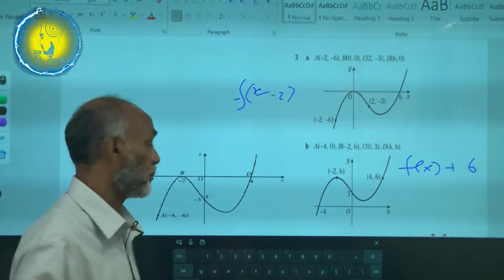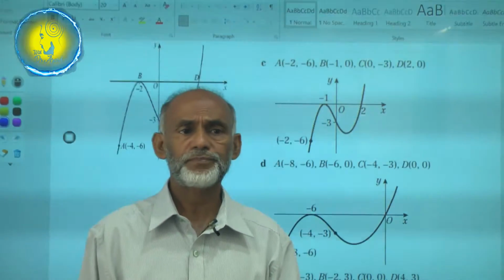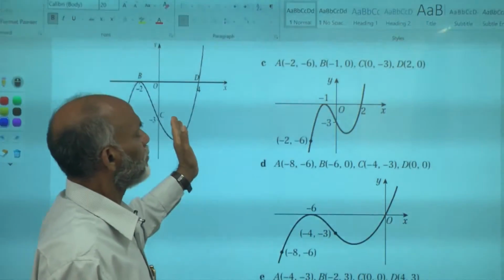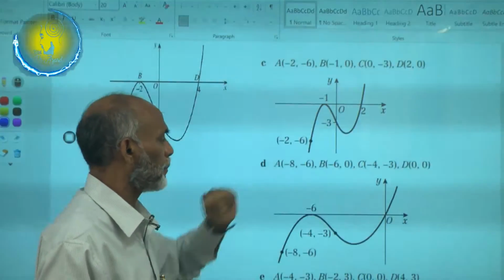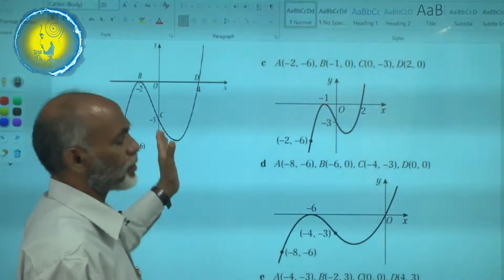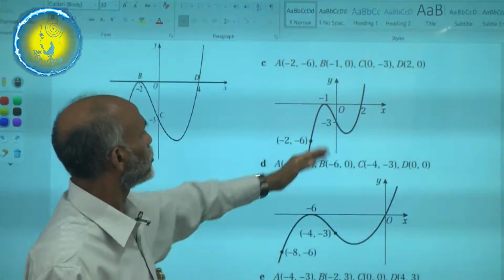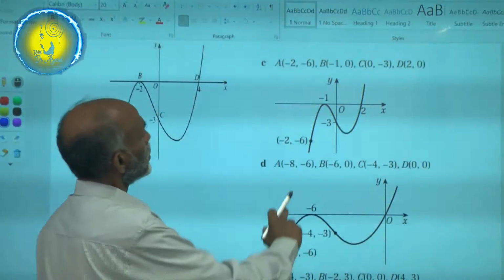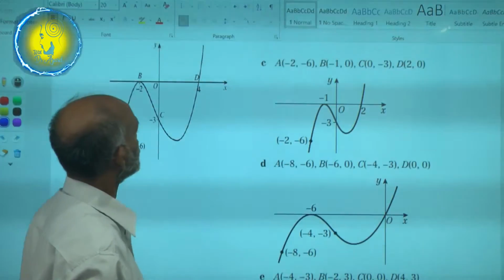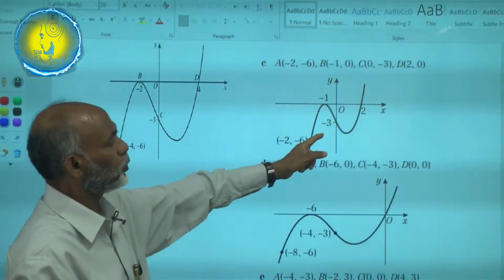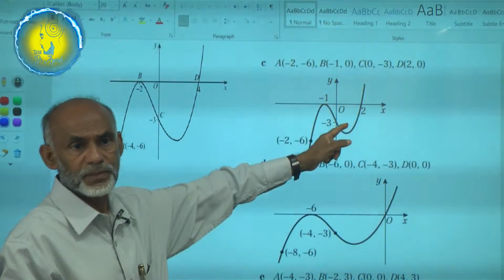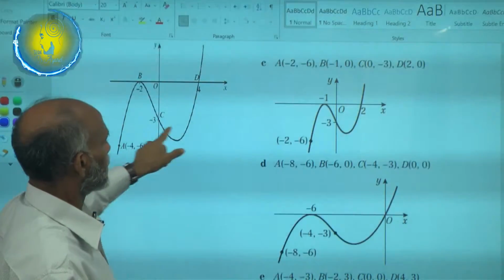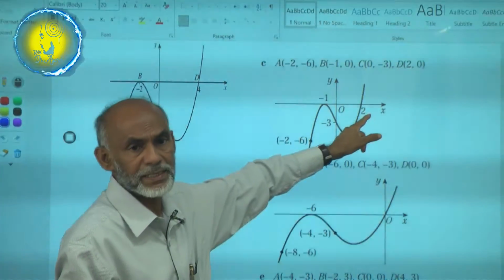Okay, let's go to the next example. A and B we have completed. Now C and D. This is the original curve. I will explain how the transformation has happened. This original curve has been transformed to C. In the case of C, x is multiplied by 2. When x is multiplied by 2, there is a stretch. Due to it's a stretch, you get the y-axis same, but the x-axis changes.